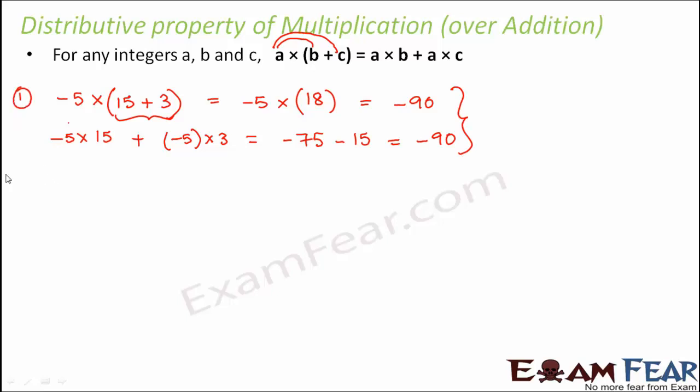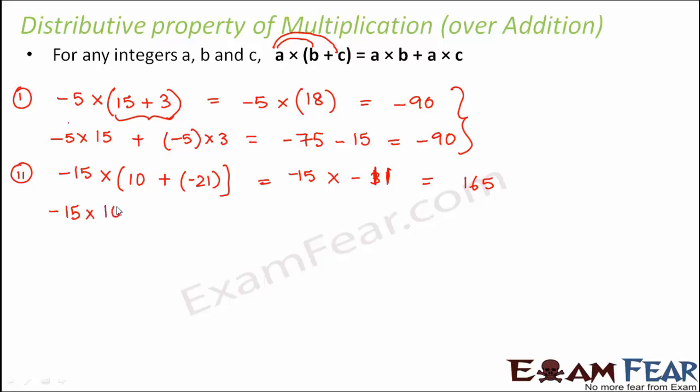So we will try with more examples. Let's consider the next example where we say minus 15 multiplied by 10 plus minus 21. Sorry, 10 plus minus 21 would be minus 11. So this is equal to 165. Now when you follow the property, it becomes minus 15 into 10 plus minus 15 into minus 21. So this becomes equal to minus 150 plus 315. And this is equal to 165 again.